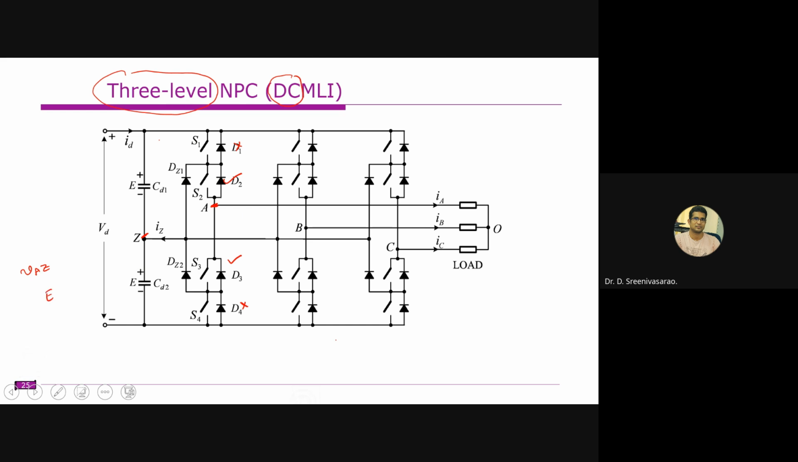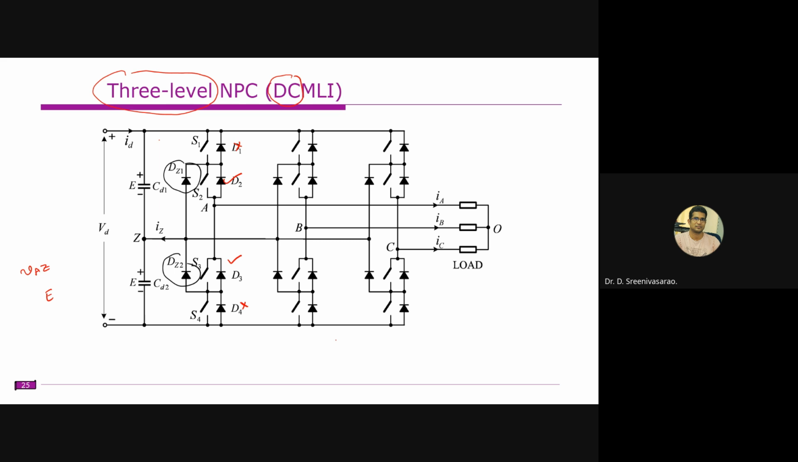For example, if the current direction is like this, through this switch and this diode the current will flow. That means now DZ2 will be working, from the load to the source side, the power flow direction is like this. Similarly, from the source to load, the current will start from this Z point, through this diode and this switch, and through this load. Understood? So depending on the current direction, either DZ1 will conduct or DZ2 will conduct.